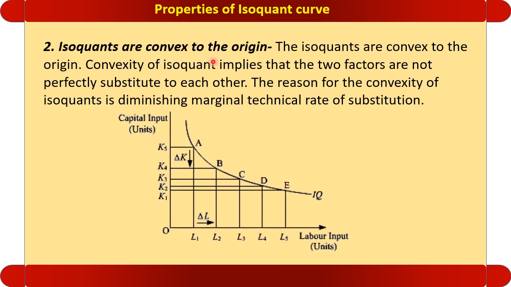Here we can say that more units of labor and fewer units of capital are being sacrificed in order to increase the labor to get the same unit of output. That is why it is convex to the origin, at the origin 0. Otherwise it will not be convex to the origin.